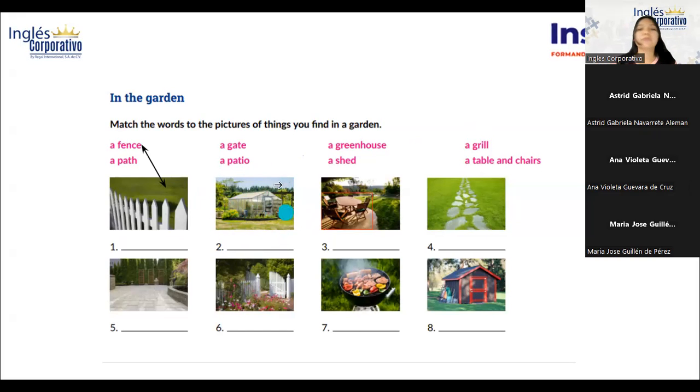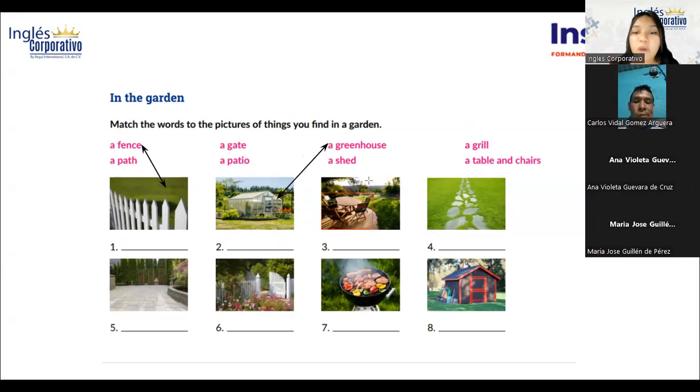What is this? A greenhouse. Okay, a greenhouse. And what is a greenhouse? ¿Qué es un greenhouse? Like a vivero. Como un vivero. Very good.